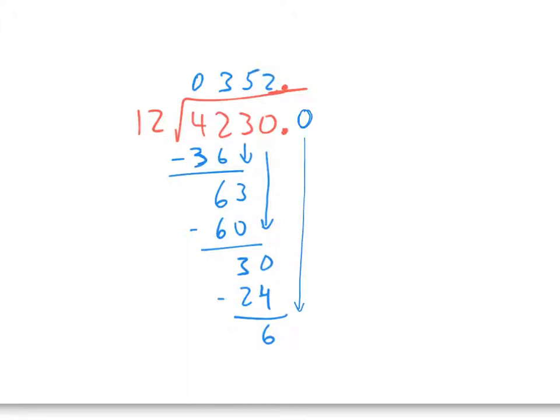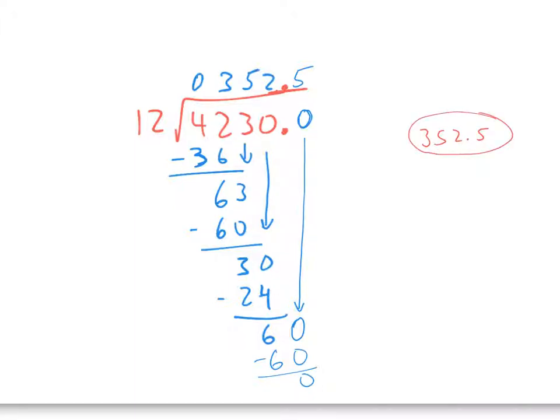So I bring this down, and now I've got 60. Does 12 fit into 60? Yes. How many times? 5 times. And it's exactly even 60. So I have 0 left over now. This is not a whole number. Decimal. This doesn't have any remainder left, right? So your final answer is 352.5.